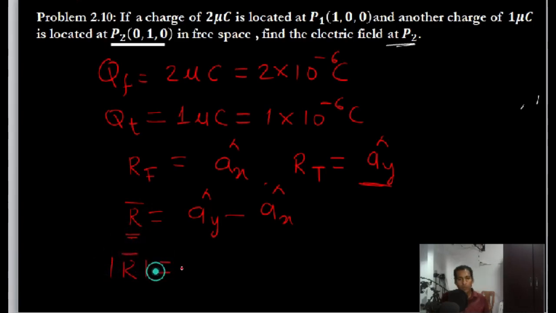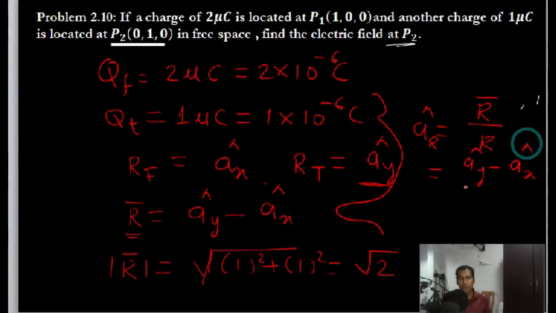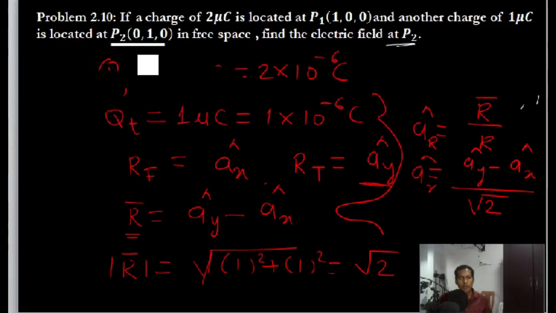If we want to calculate the mod of R bar, we have to take the square root of these values. So here we have 1 squared and here also 1 squared. So it will be root 2. So what is the unit direction? Unit direction AR cap is equal to R bar divided by R. That will be given by AY cap minus AX cap divided by root 2. So this will be the unit vector. Now this we simply have to keep in the expression. So let us see that.